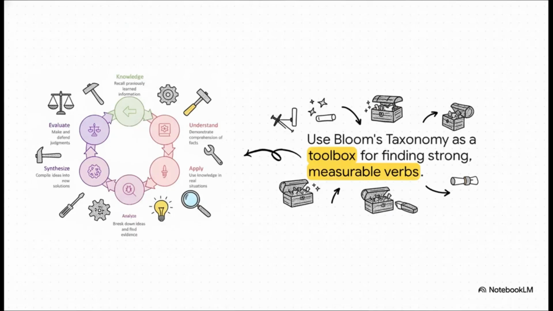Now, when you see this, you might think, oh no, not Bloom's taxonomy. But hang on, don't worry. We are not going down some academic rabbit hole here. The guide just suggests that we use this as a fantastic toolbox. Seriously, it's a goldmine of strong, measurable verbs, all organized by different levels of thinking. Need a verb for basic recall? Look under remember. Need one for applying a skill? Check out apply. It's just a really practical resource to help you find that perfect word.